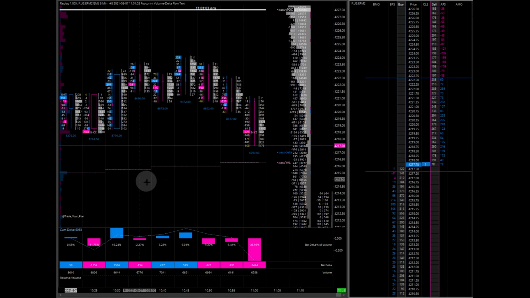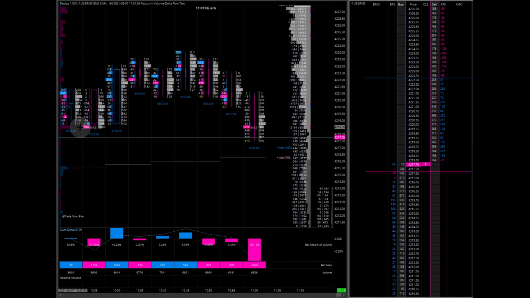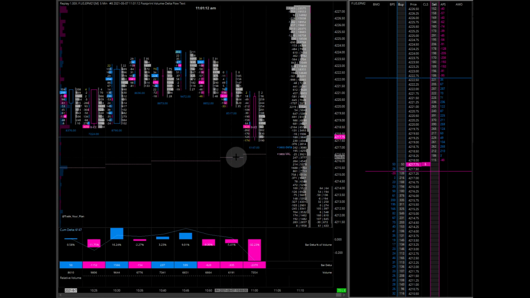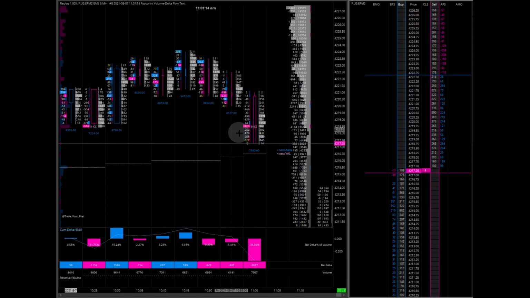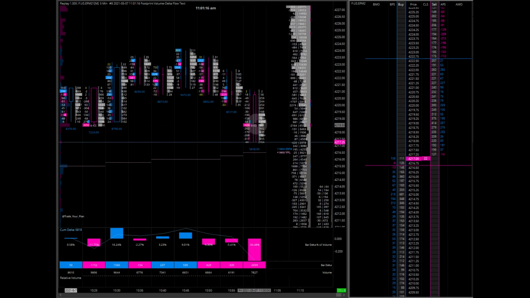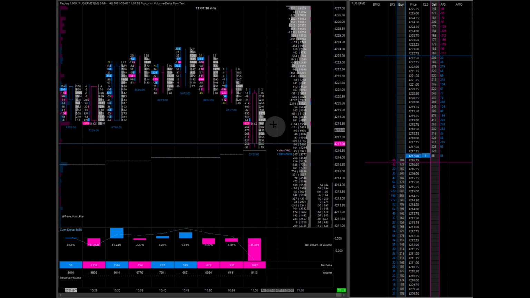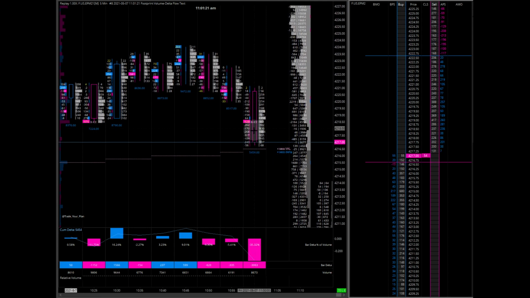Now, bigger money, here we go. About 2,000 lots has now gotten filled at the bid here through an iceberg. So that's a bigger player, right? 2,000 lots. It's more institutional, likely, okay? Now we push down into VWAP, okay? Again, this is 1x speed.